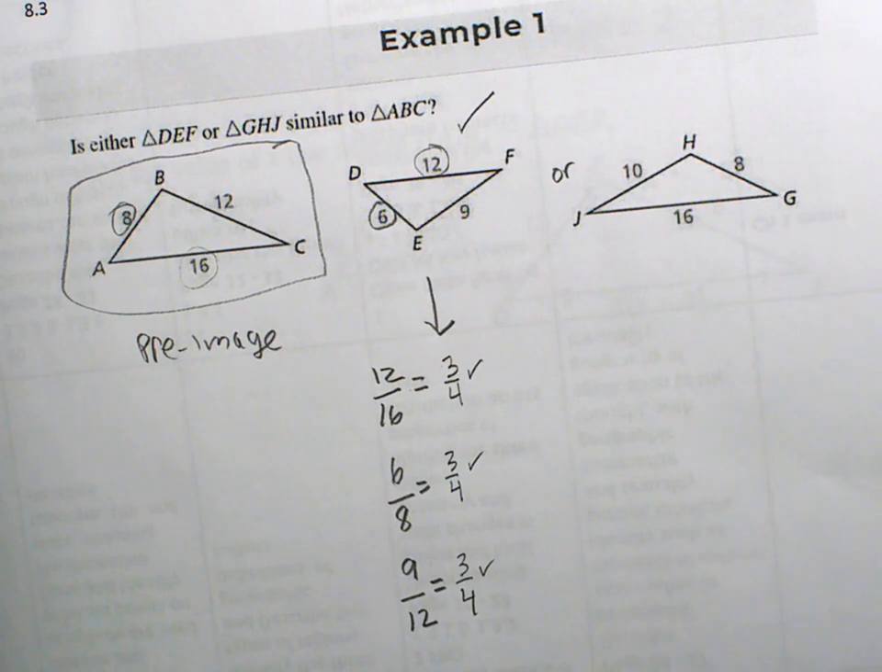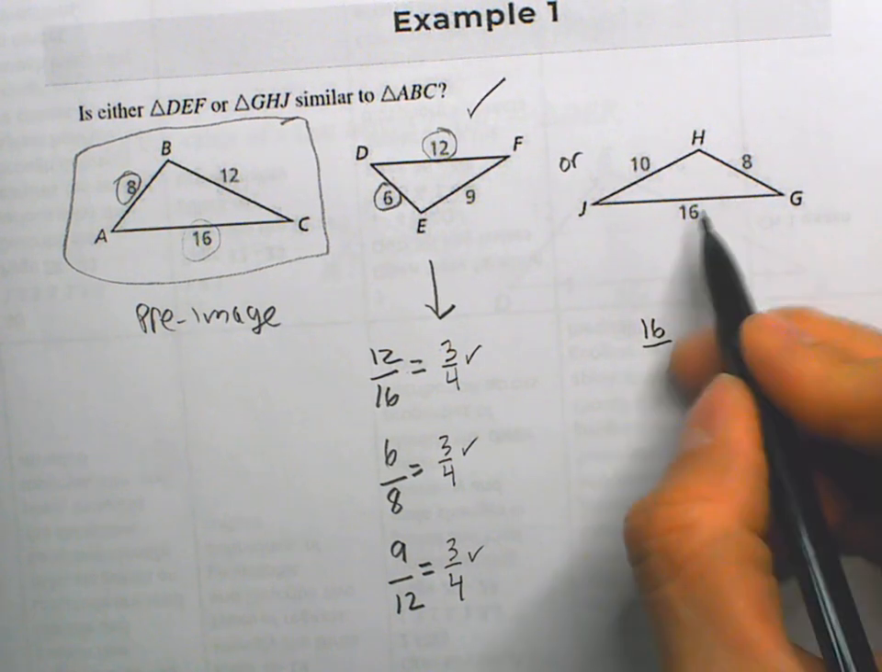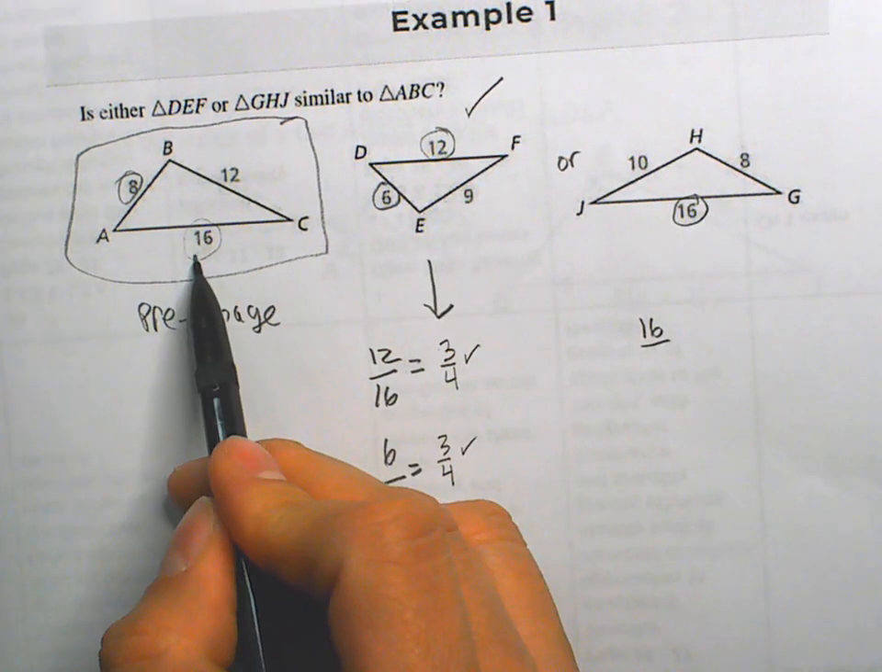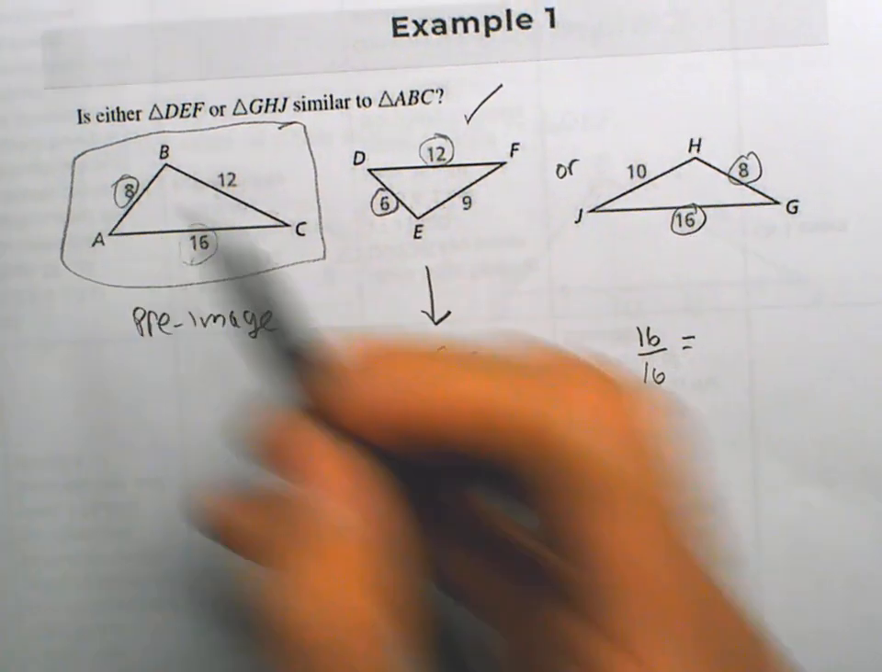Let's do the same process on this one. Okay, 16 here, which is the largest one, corresponds to the largest one there. The smallest one corresponds to the smallest one right there.